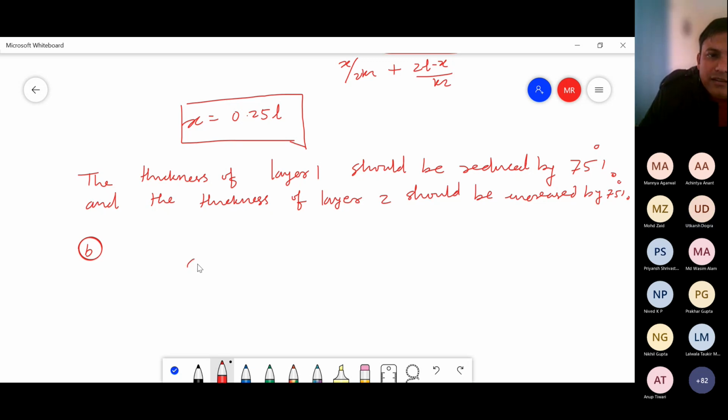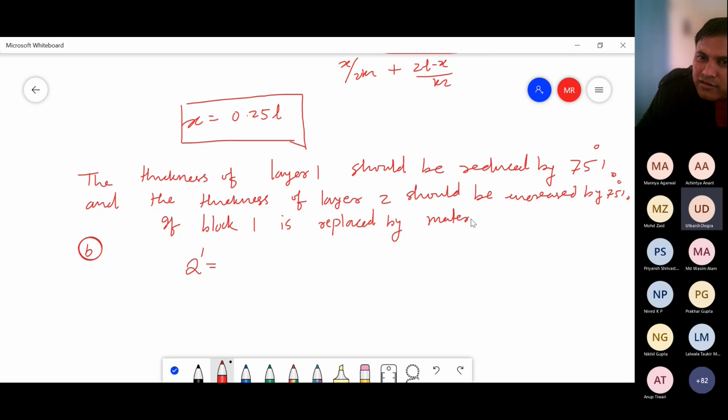So let's say the new Q value is Q dash. If block 1 is replaced by the material of block 2, then this new Q dash will be given by Delta T divided by, now what is the thickness of both the blocks? 2L, divided by thermal conductivity of both the blocks now, K2, K2, and area. So let's say this is equation number 3.